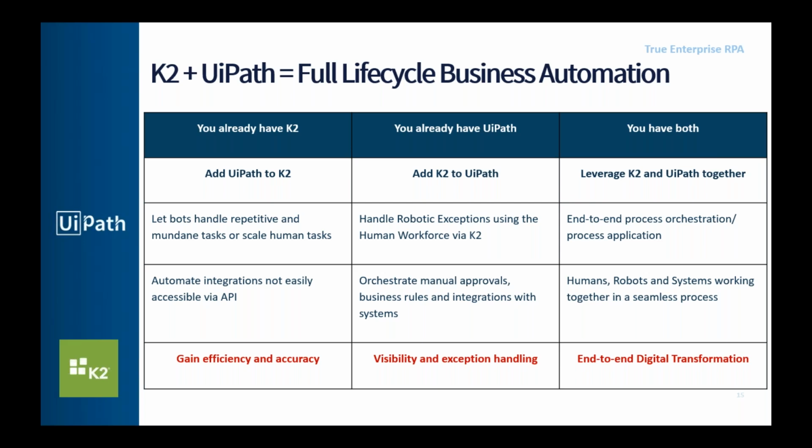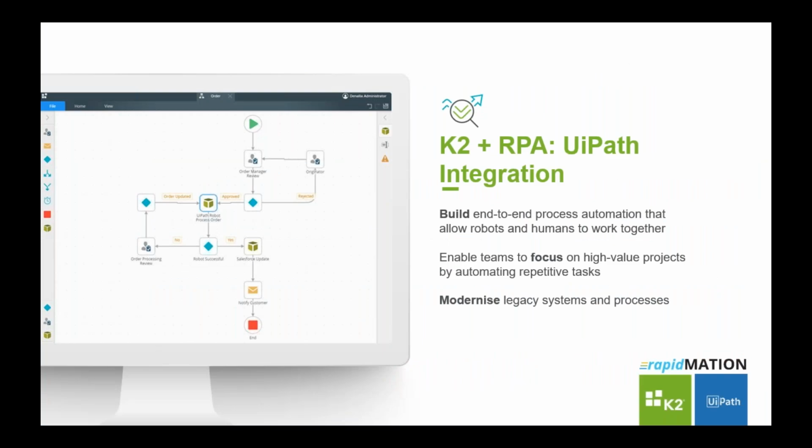If you combine both UiPath and K2 together, you get end-to-end process orchestration. This allows humans, robots, and systems to work together in a seamless process, and it allows you to go to end-to-end digital transformation. Recently, K2 and UiPath have set up a global technology alliance. This technology alliance allows us to offer solutions that involve both robots and humans working together with the end goal of having a full end-to-end digital transformation process.